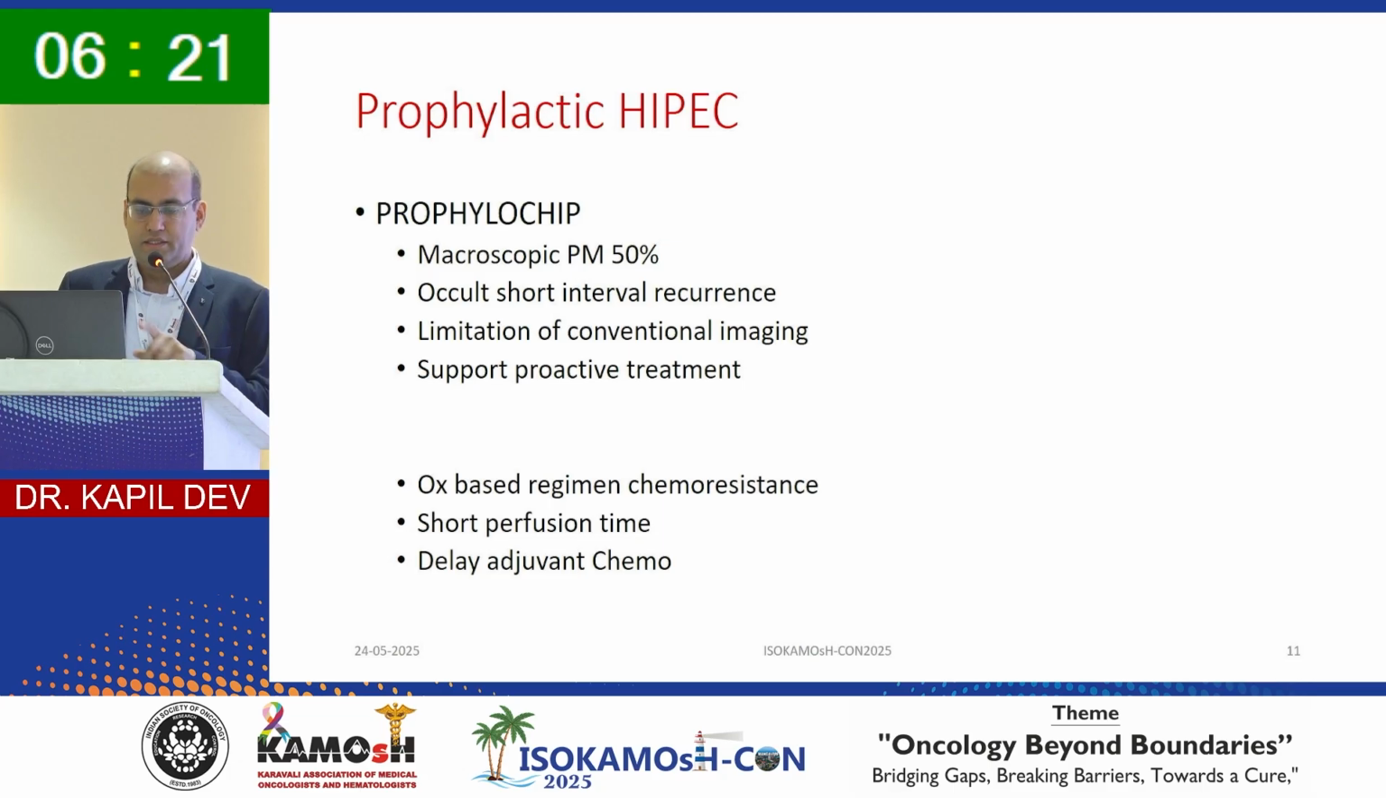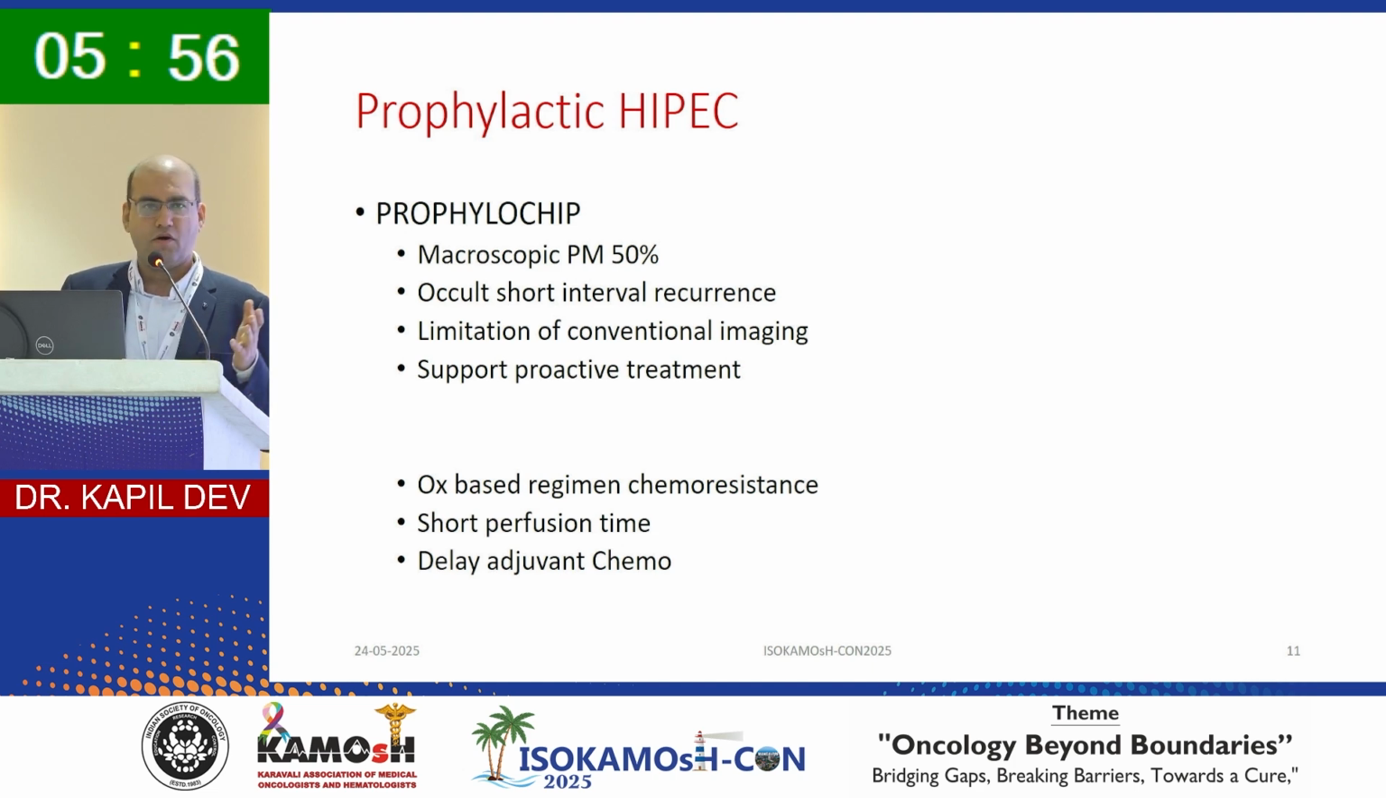And this study shows that conventional imaging has low sensitivity to diagnose the peritoneal metastasis occurring during the gap period between surgery and adjuvant chemotherapy. That's why this report, although supporting the prophylactic treatment in this subset of patients where HIPEC is required, did not result in improved disease-free survival.